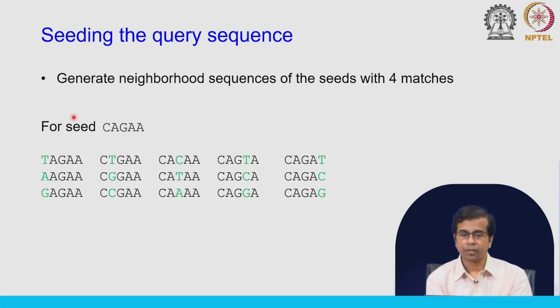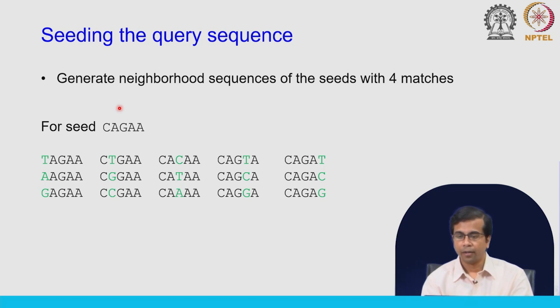So, for seed CAGA, we look at the neighboring sequences with 4 matches, meaning 4 bases will be identical to the seed and only one base can vary. Here are all the neighbors of this seed. Now, what it means is that we are accounting for this sequencing error at different locations of the seed.